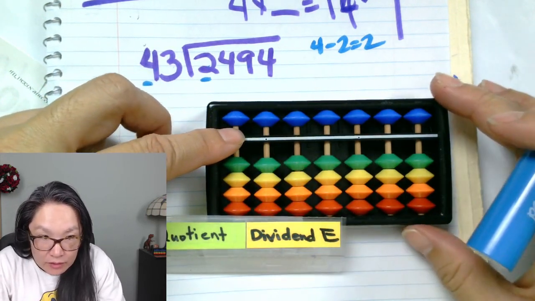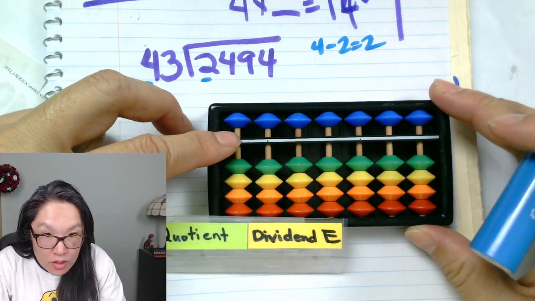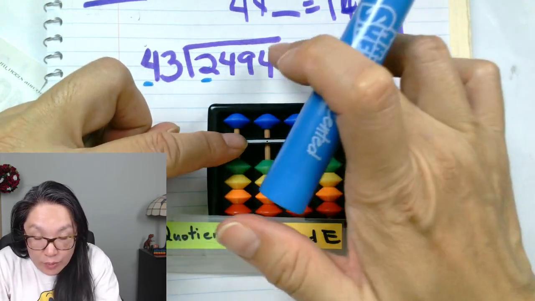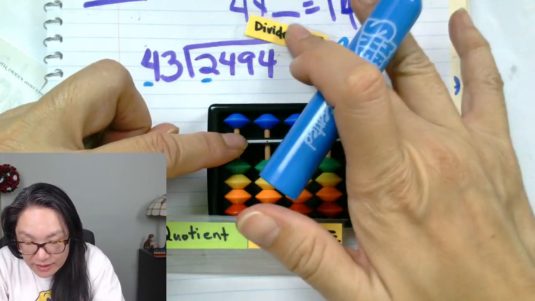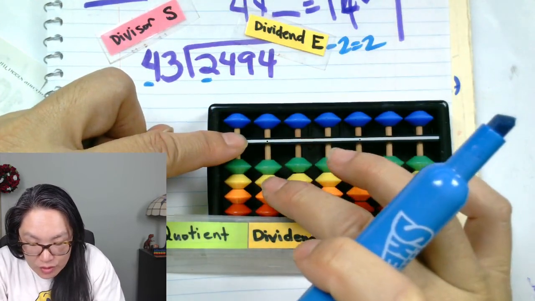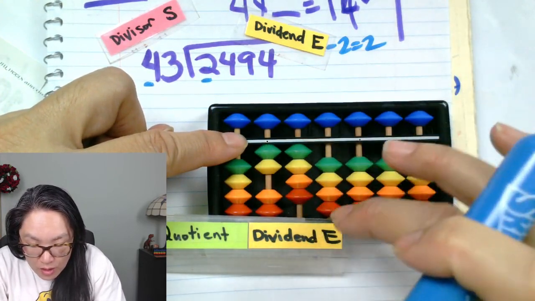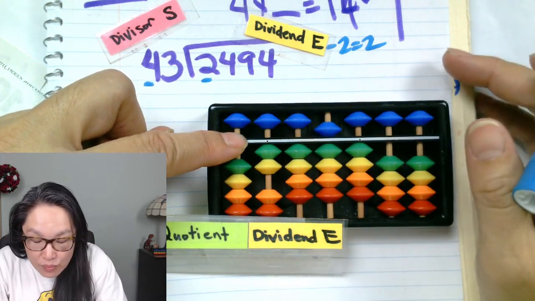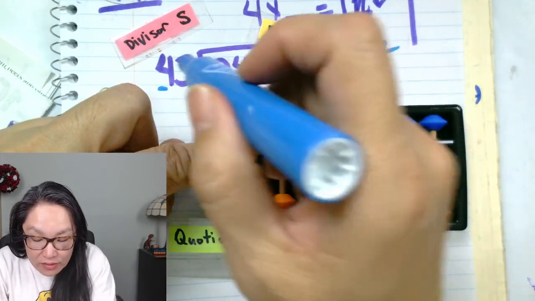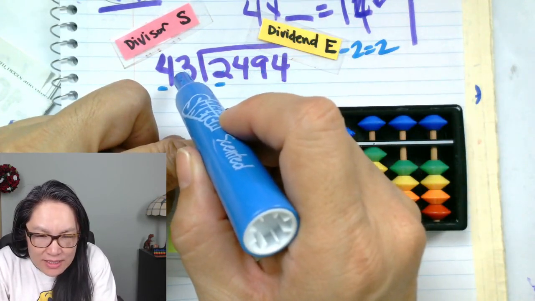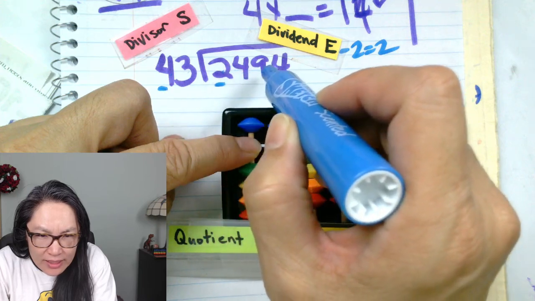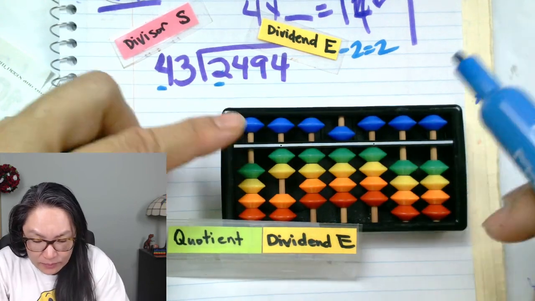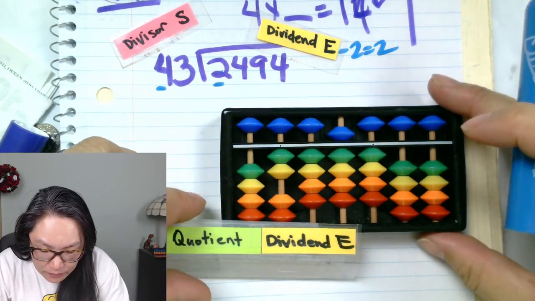And I like my colorful abacus. So we're going to start here. This is where my answer is going to be. I'm going to put my divisor and my dividend. My dividend is 2, 4, 9, 4. Now in mainstream math, they'll say, okay, how many times does 43 go into 249? But in abacus, we do the same thing.